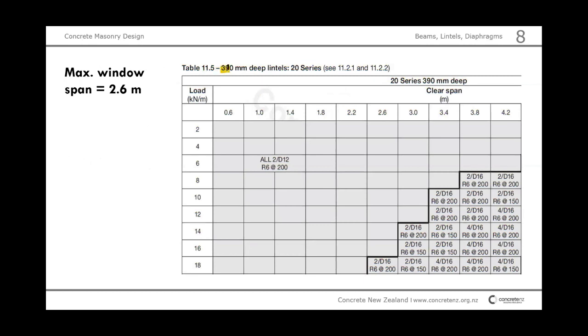Again, there are many more tables. This one is for the 390 millimeter tall and for the 20 series. So there are also tables for the 190 millimeter tall and the 20 and the 50 and the 25 series. But we are right at the right place here if we look into this table. So the spans are given along this row. So 2.60 meters, that's here. The load on the lintel is given along here.